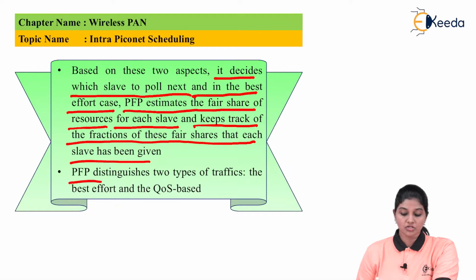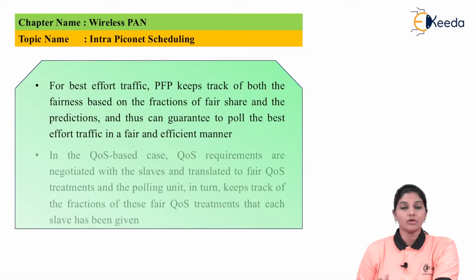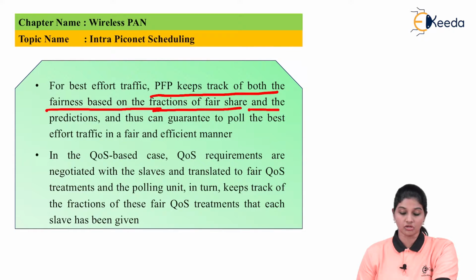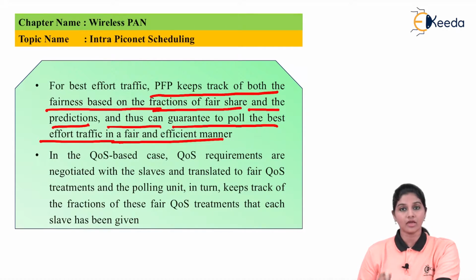Now PFP distinguishes two different types of traffic, and they are best effort and QoS based. Now in case of best effort traffic, the PFP keeps track of both, that is fairness based on the fraction of the fair share, and the prediction, and thus can guarantee to poll the best effort in a fair and efficient manner. So here the fair chance as well as efficient data transfer is achieved by using the best effort traffic. The other type of traffic that is supported by the algorithm is the QoS based traffic.